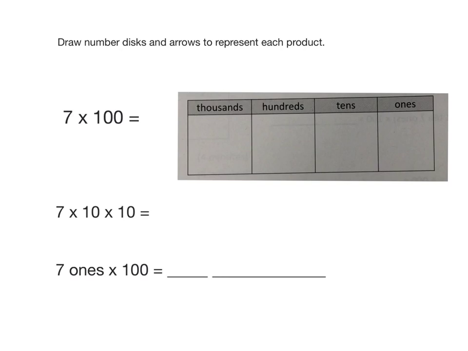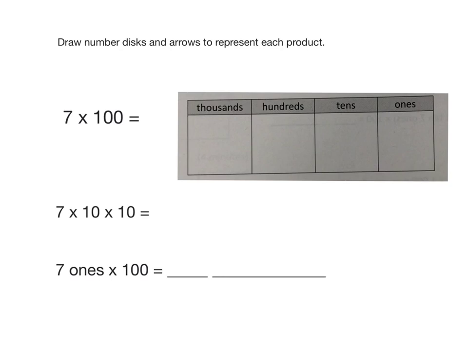So the question I'm asking you to solve right now is 7 times 100. Go ahead and write that in your notebook, and then give yourself a place value chart. It's been a while since we've drawn place value charts, but I want to remind you, they are just lines and words. Make sure your place value chart has ones, tens, hundreds, and thousands.